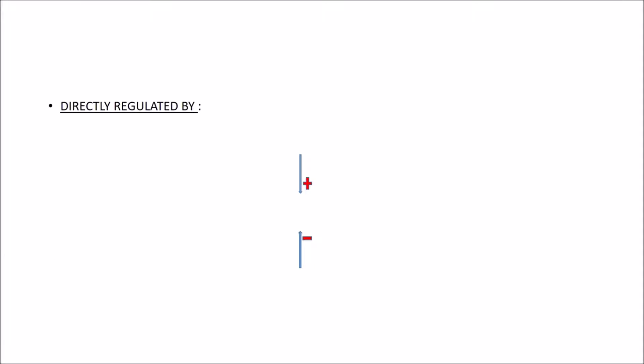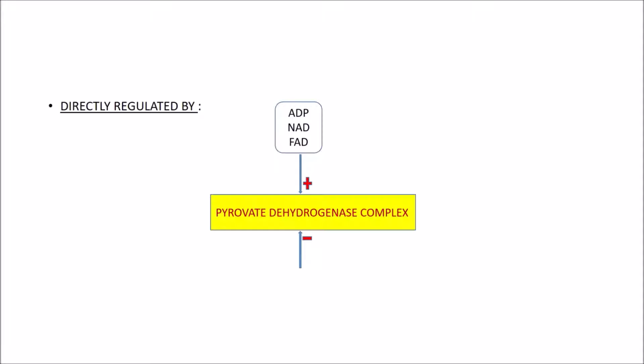Let's talk about the regulation. It is directly regulated by the energy-form molecules like ADP, NAD, FAD, which are low-energy-state molecules. Low-energy molecules are going to stimulate the pyruvate dehydrogenase complex, and molecules like ATP, FADH2 and NADH are going to inhibit the pyruvate dehydrogenase complex.